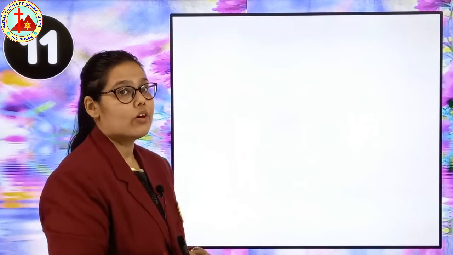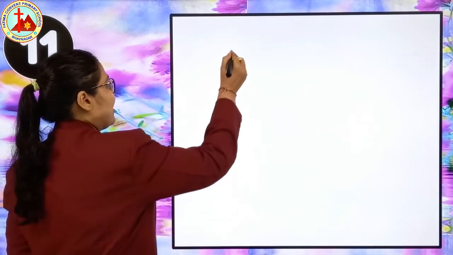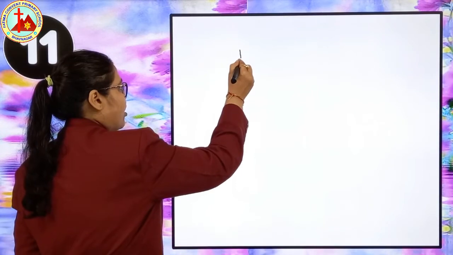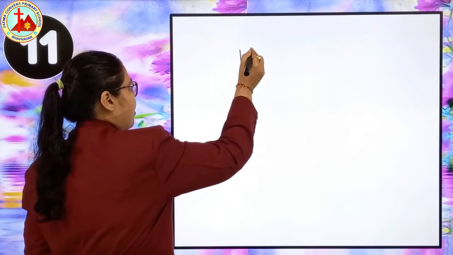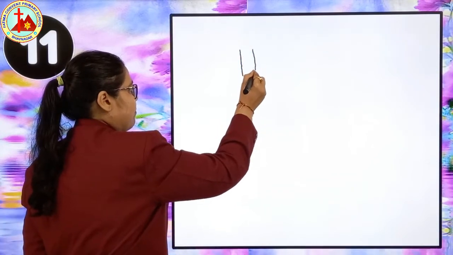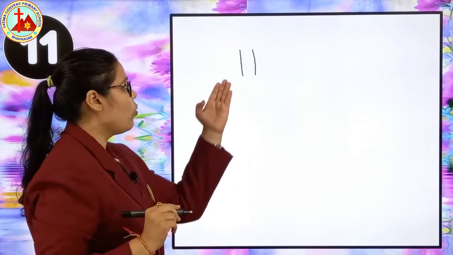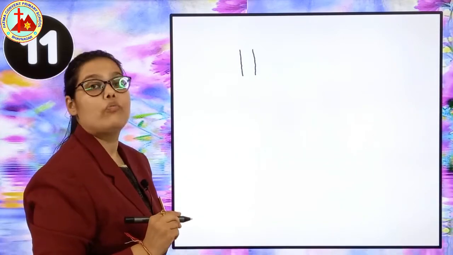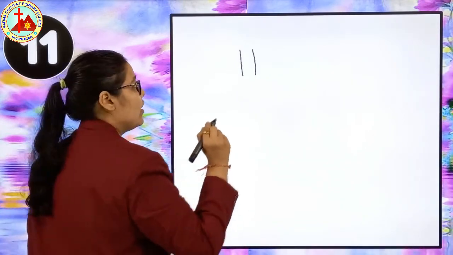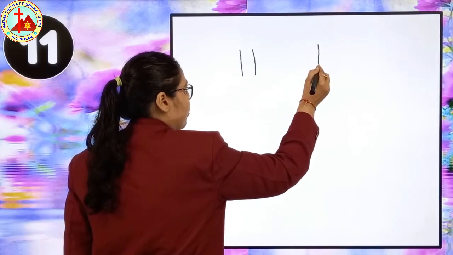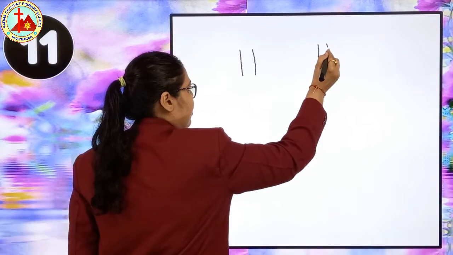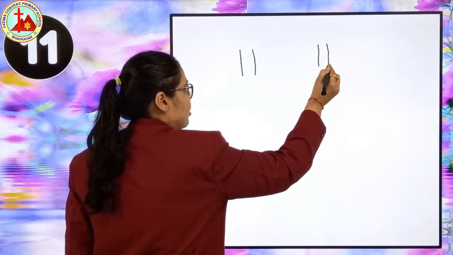11. Which number? 11. For writing number 11, first what we have to do? Yes, upward to downward make a standing line, then make another standing line. Which number? 11. Start from up, come down. Then again write the same, upward to downward.